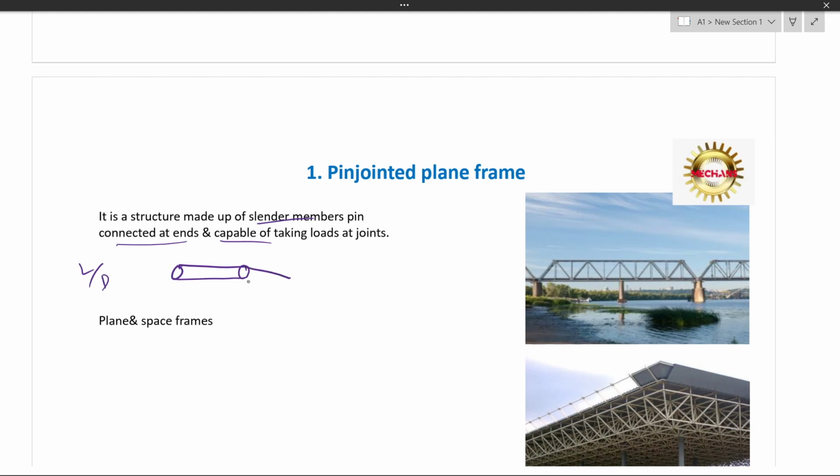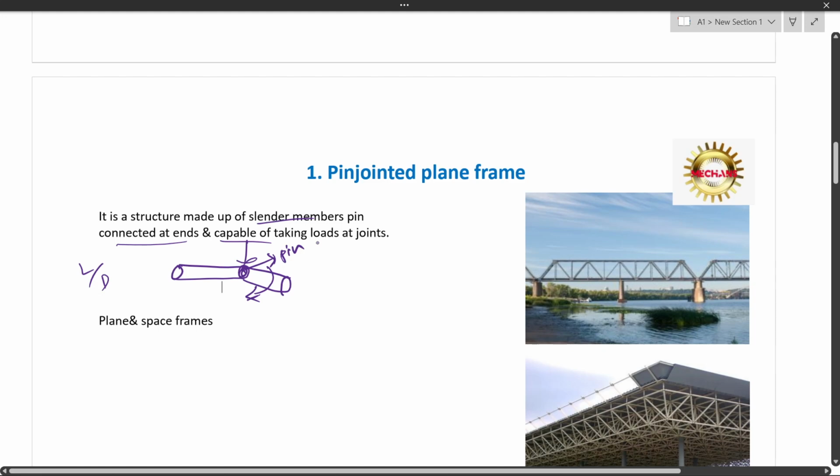And if two members are joined by a pin connection, which means, as I mentioned in my earlier videos, a pin provides free rotation, so a member can rotate or oscillate about this point freely. Also, it's capable of taking loads at joints only.